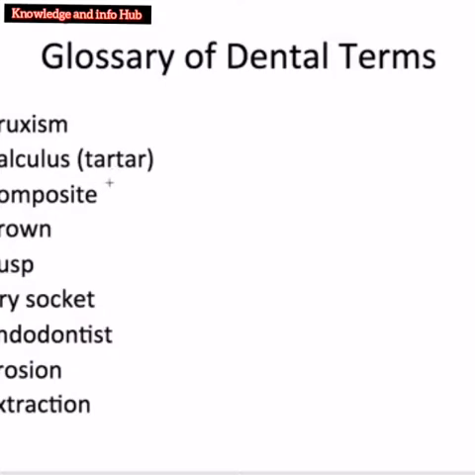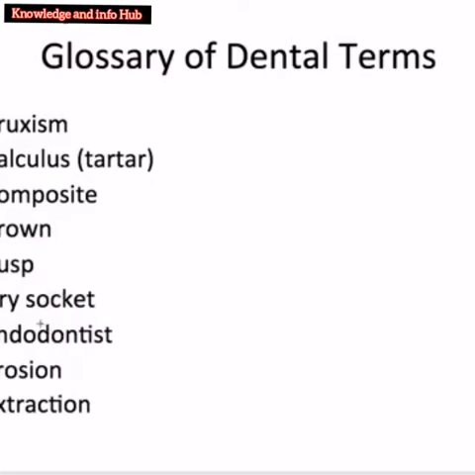Composite refers to a tooth-colored filling material used to repair or cosmetically enhance teeth that's made up of several types of resin-based substances. A crown can refer to the top part of the natural tooth that's covered with enamel, like we talked about before, but it's also a name for a restoration that covers the entire natural crown when the tooth has broken down and can't be fixed by a smaller amalgam or a composite filling. A cusp refers to one of the pointed parts on the top of a tooth.